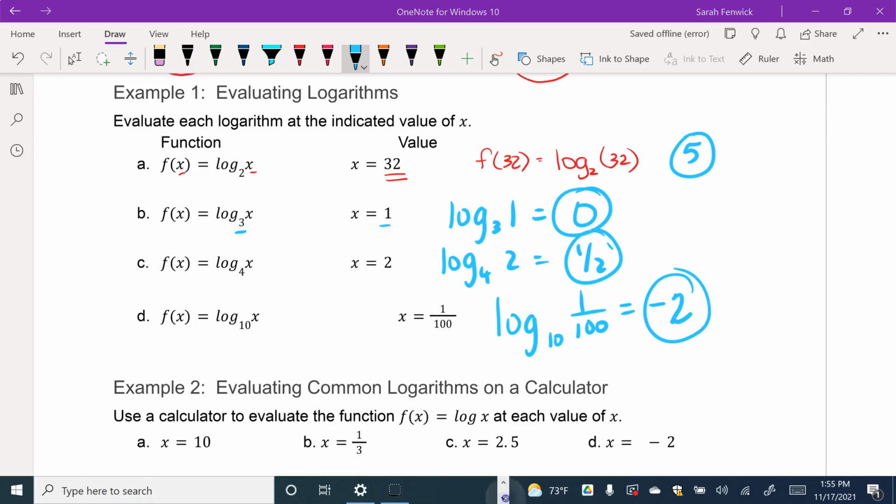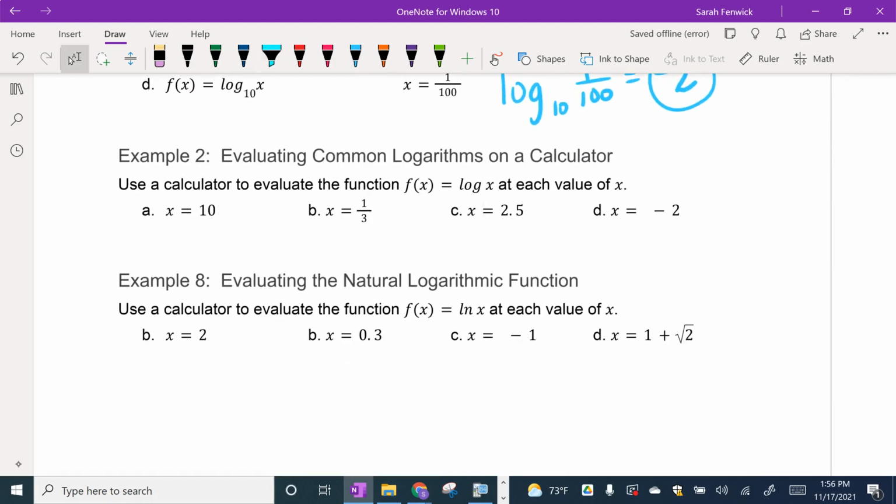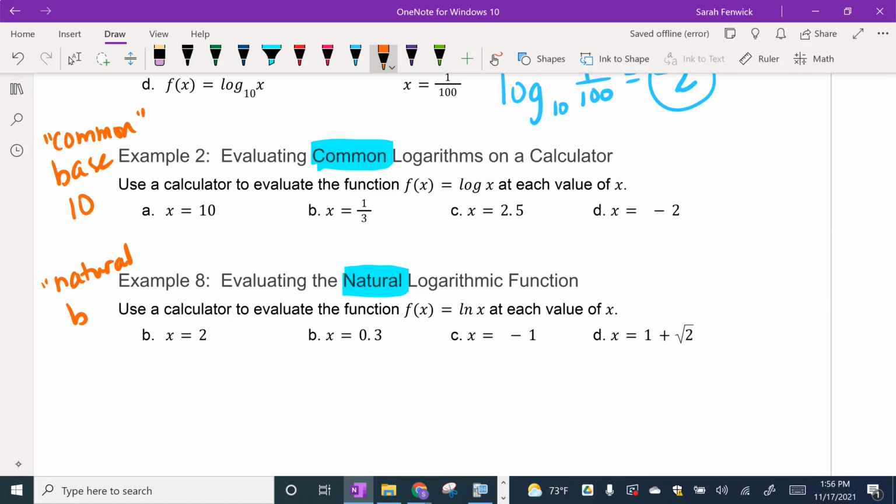The next thing we're going to talk about is right here. We're going to evaluate more logs this time, but this time we're using something called the common log. Down here we're using the natural log. So I want to kind of compare those first. The common base is 10, whereas we said earlier the natural base is e. So my logs are going to follow along those same lines.